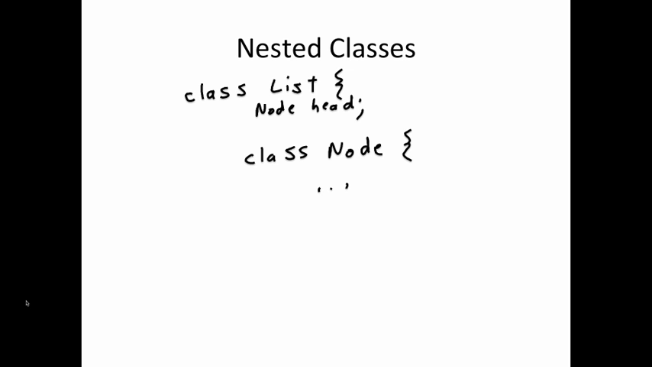And when we compile list, you would see that there would be another class called list$node.class, and that is how your inner classes get compiled, by using the $ as the delimiter, and then the outer class first, and then the inner class name.